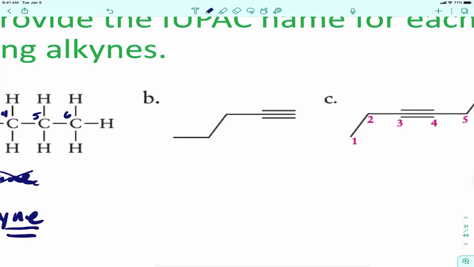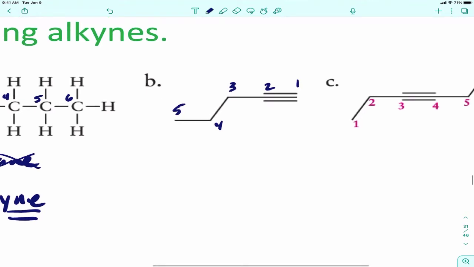All right, looking at this skeletal structure, it looks like the triple bond is at the end of the molecule. We have to number this in such a way that the triple bond gets the lowest number possible. So what I'm going to do is number this from right to left. We have to count the number of carbons in the longest carbon chain. So this would be 1, 2, 3, 4, 5. If I name this as an alkane, this would be pentane.